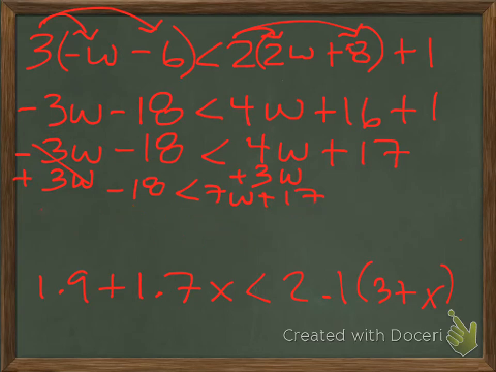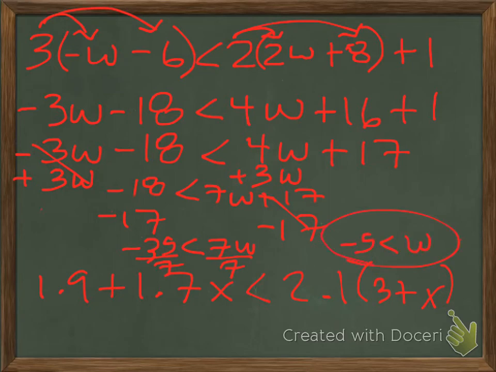So then I'm going to combine like terms. Again, I'm going to move the 17 over to be with the 18. Oops. By subtracting it, I get 7w is greater than negative 35, and then I divide by 7. So w is greater than negative 5. Again, notice I read from the variable. It was open towards the variable, so I read it as greater than.